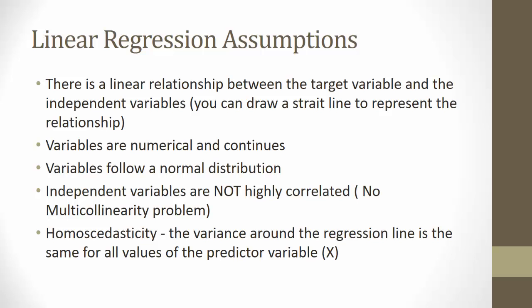The next assumption is that all your variables follow a normal distribution. And you have to note that your independent variables, the ones that are predicting your target variable, are not highly correlated. Otherwise, you run into a problem known as multicollinearity. And the last assumption is the homoscedasticity assumption, which assumes the variance around the regression line is the same for all values of predictive variable x, or the independent variable x. It means that you will have similar variance or similar distribution of points above and below the line, around the line, if you plot it.